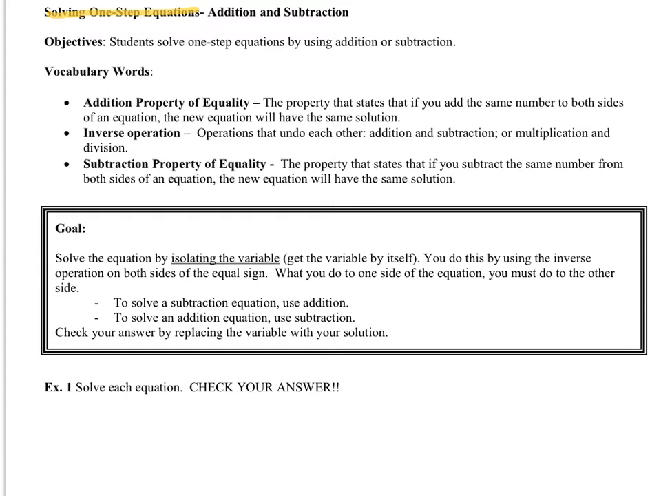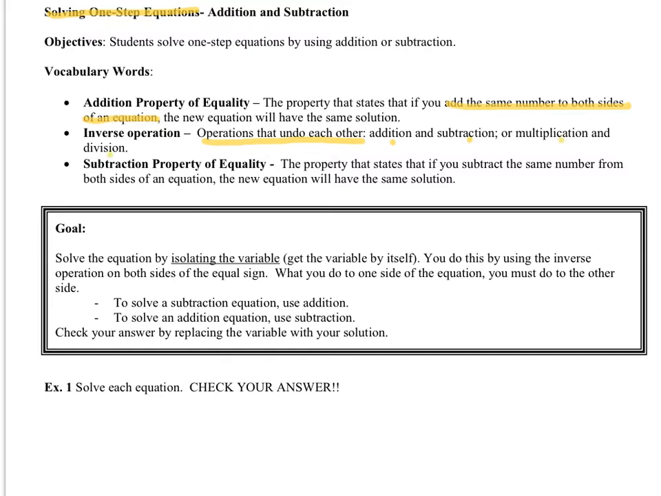So the addition property of equality states that if you add the same number to both sides of the equation, the new equation will have the same value, which is the inverse operation. Okay, so if we use the inverse operation, they undo each other. For example, adding and subtraction are inverses of each other, and therefore multiplying and dividing are inverses of each other.